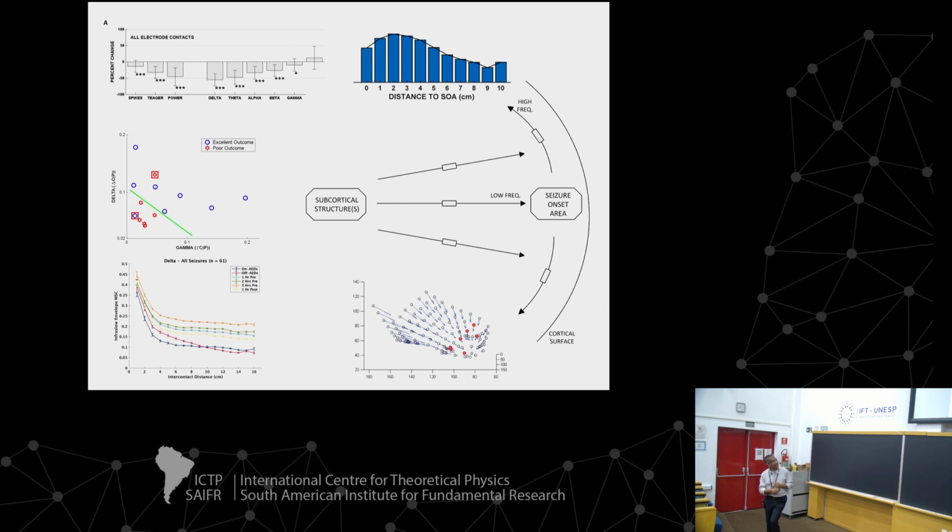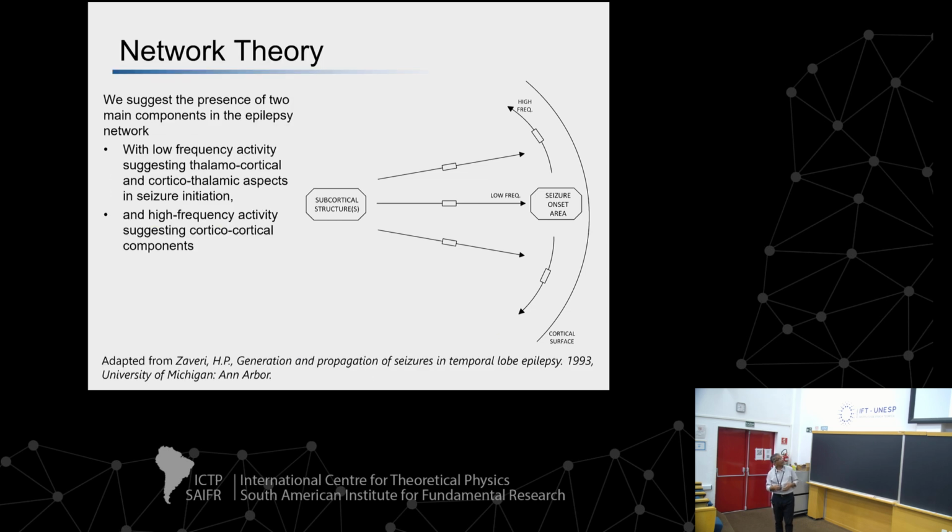And separately, there's a higher frequency coupling that I'm seeing that is cortical-cortical in nature, and that's in alpha through gamma bands. These are two separate motivations of the signal I'm seeing. So I'm suggesting there are two main components in the epilepsy network: a low-frequency component suggesting possibly thalamocortical and cortico-thalamic aspects of seizure initiation, and a high-frequency activity suggesting cortico-cortical components.